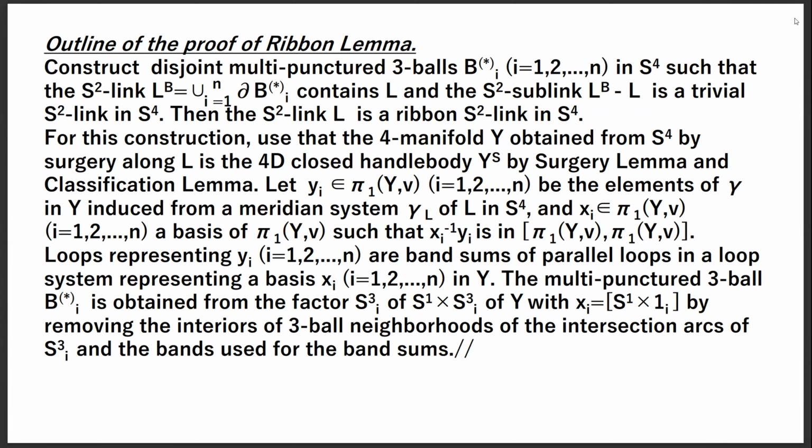I don't see the conclusion. How do you get that it will be the ribbon? It's just B*_i, just constructed like this. B*_i is in Y, but it is just surgery after surgery. B*_i is in X, in S4. So B*_i is in S4. This is only an outline.